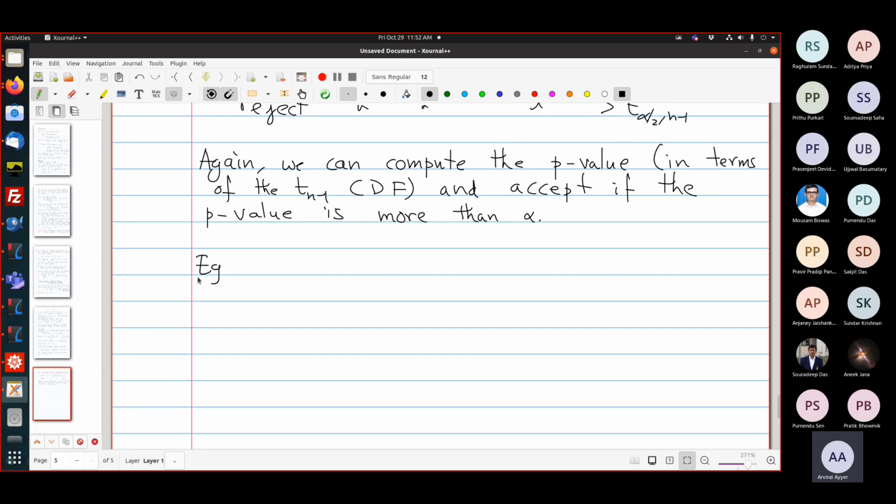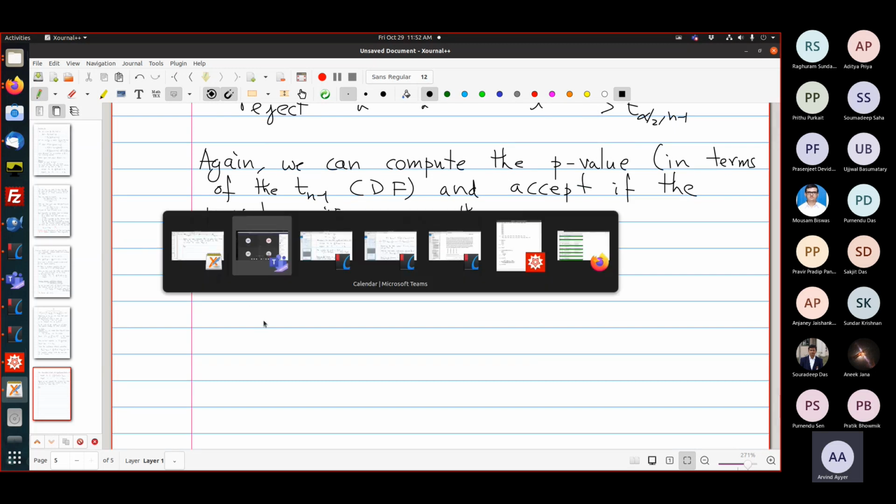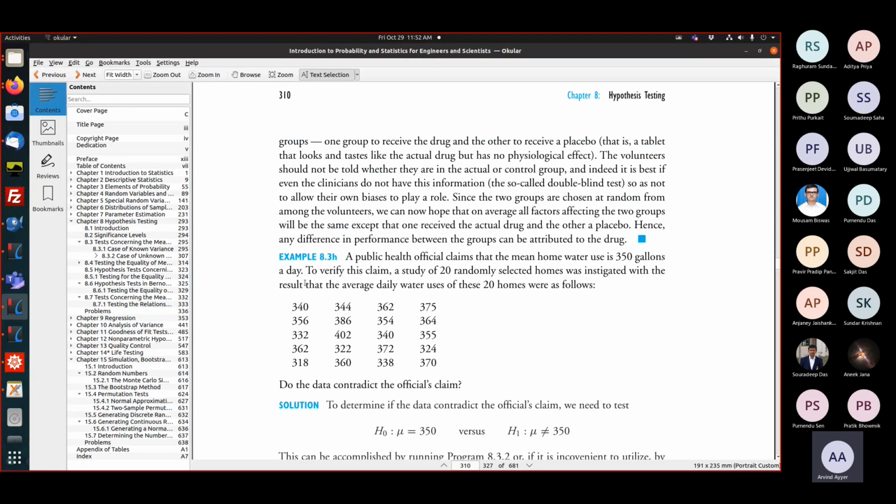Okay, so let me do an example from the book again. So this is the example. Again, these are natural examples with practical applications. So a public health official claims that the mean home water use is 350 gallons a day. And this is of course not for India, this is a huge number. Okay, this is American data. So to verify this claim, a study of 20 randomly selected houses was instigated, with the result that the average daily water use of these 20 homes was as follows. And now the question is, do the data contradict the official's claim?